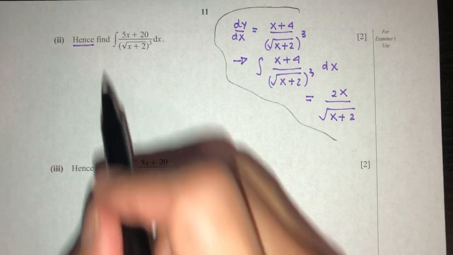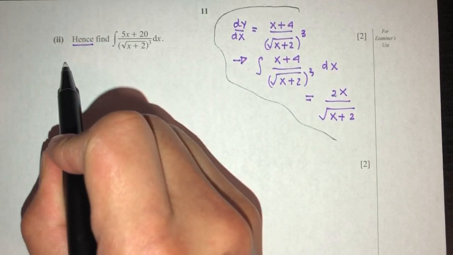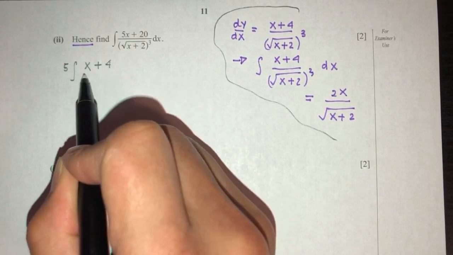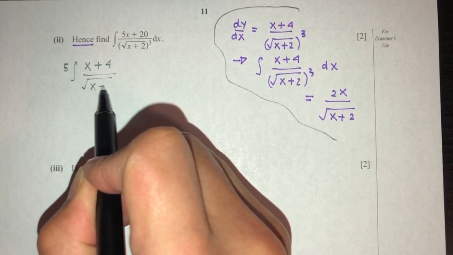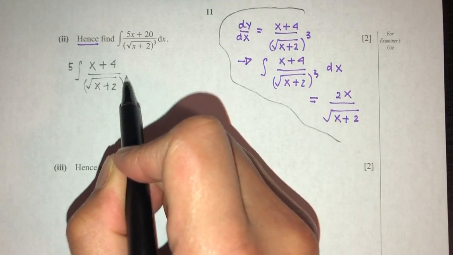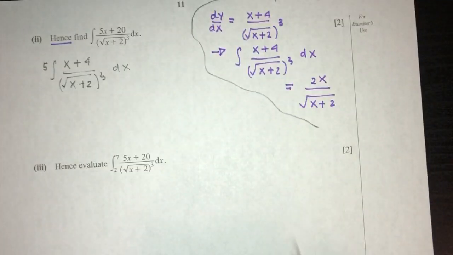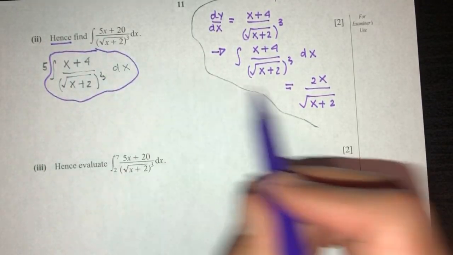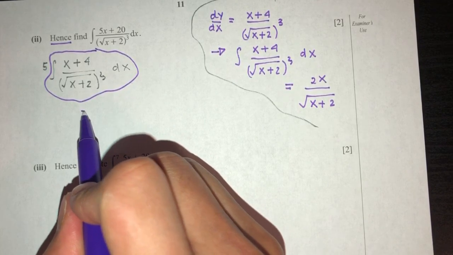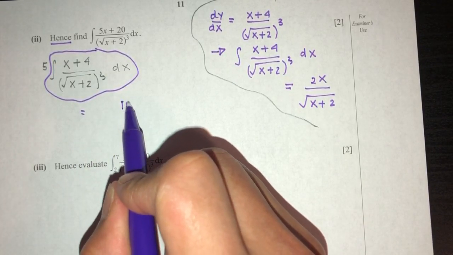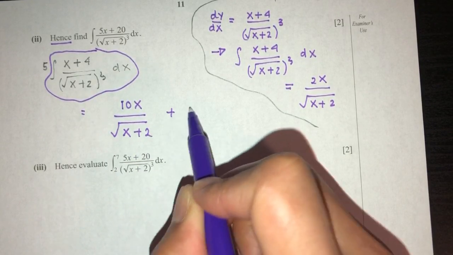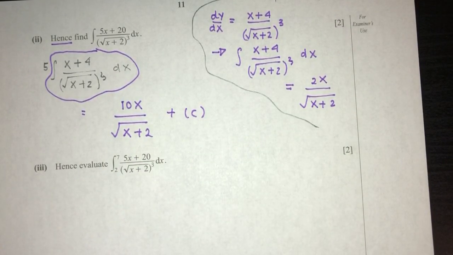So by using this thing, we have to find this. So if you observe here, what do we have? If you factorize 5 outside, you will have x plus 4 over this thing. But now we know that this thing is equal to this thing, as you can see here. So the answer will be 5 times 2 will be 10x over this. Now with the option, if you want to write C, you can write, but you don't need to write here. But that will be your answer for part 2.